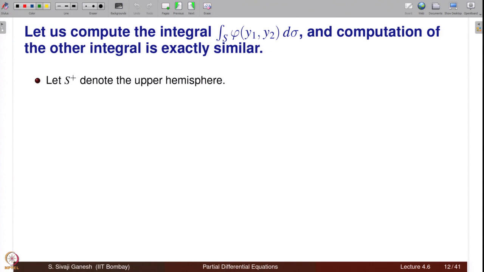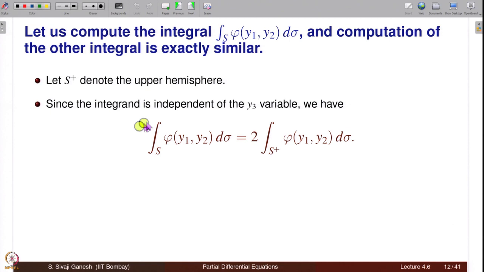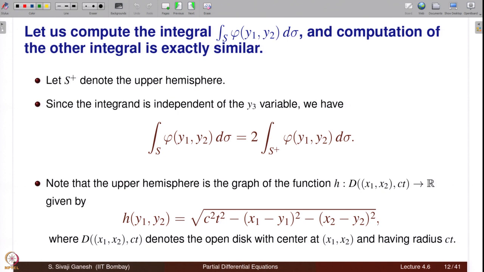So, let S plus denote the upper hemisphere. Since the integrand is independent of the y3 variable, the integral on the whole sphere is 2 times the integral on the upper hemisphere. Note that the upper hemisphere is the graph of this function, which is defined on the disk with center (x1, x2) and radius ct, to R. And h of (y1, y2) is the square root of c squared t squared minus (x1 minus y1) squared minus (x2 minus y2) squared, where D of (x1, x2), ct denotes the open disk with center at (x1, x2) and having radius ct.